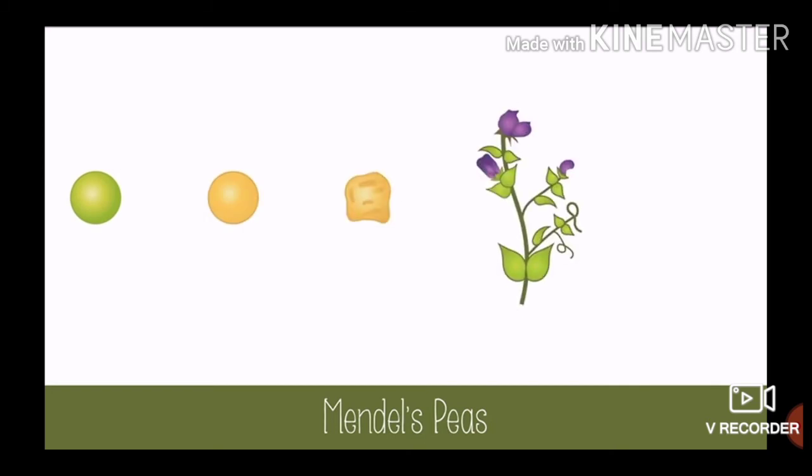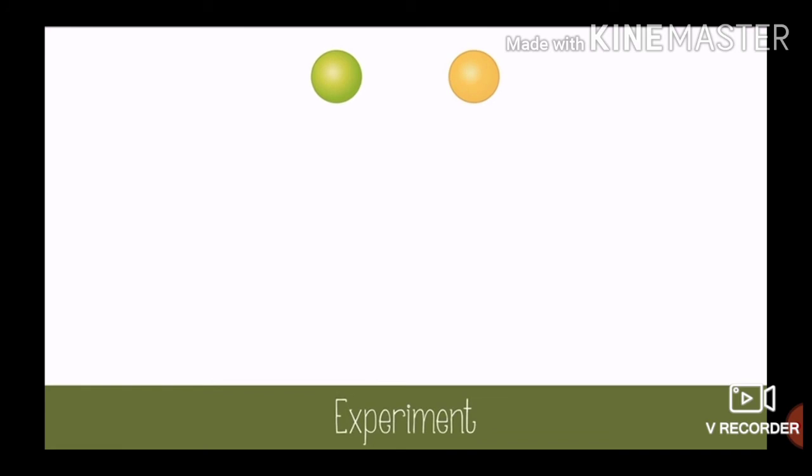Mendel bred pea plants, looking for many different traits like color, or wrinkly or round seeds, or tall or short plants, among other things. Once he had a purebred trait, he would run an experiment. Mendel crossed 2 purebred traits. We'll look at green versus yellow colored peas.